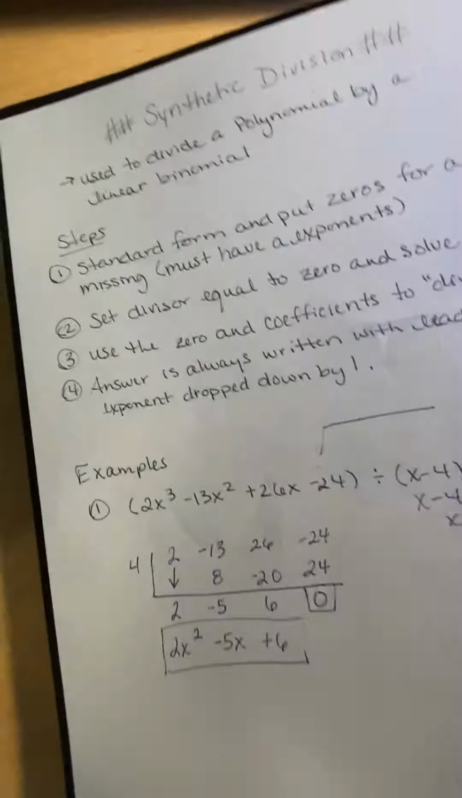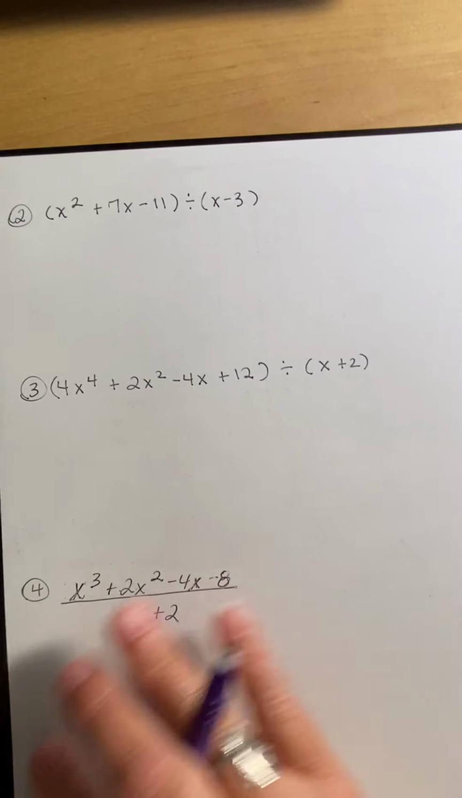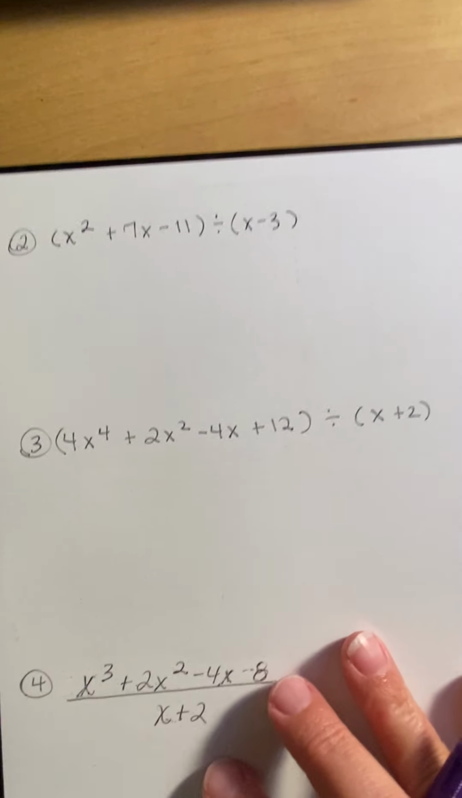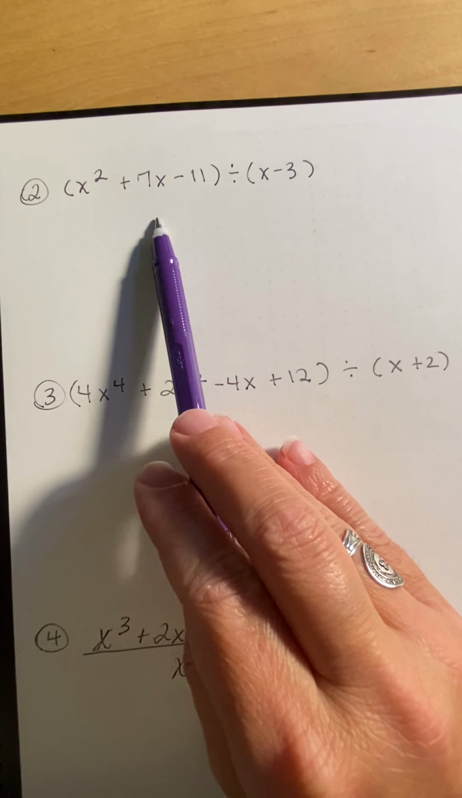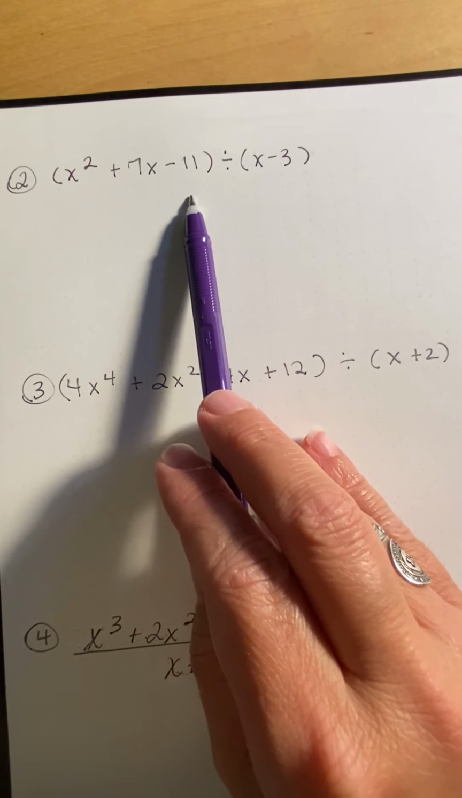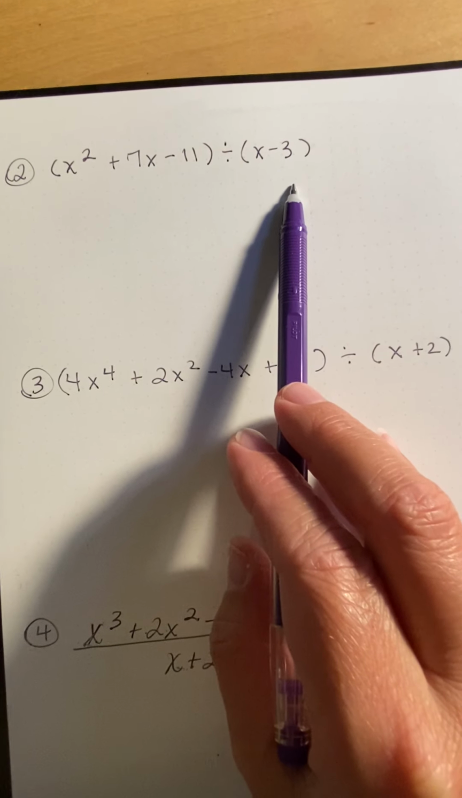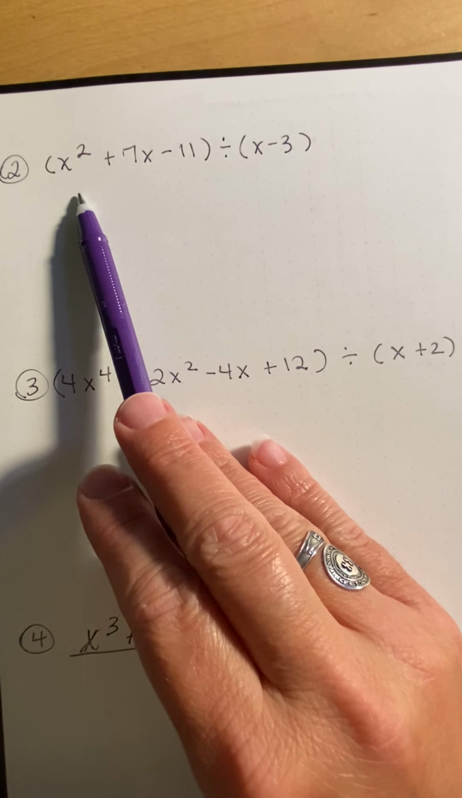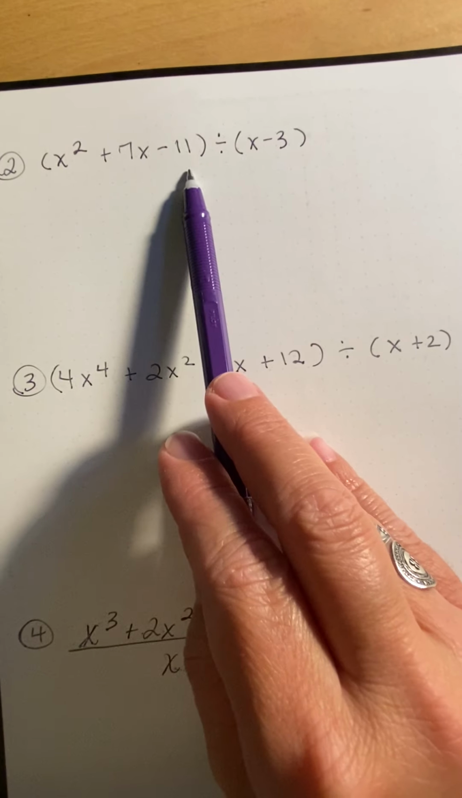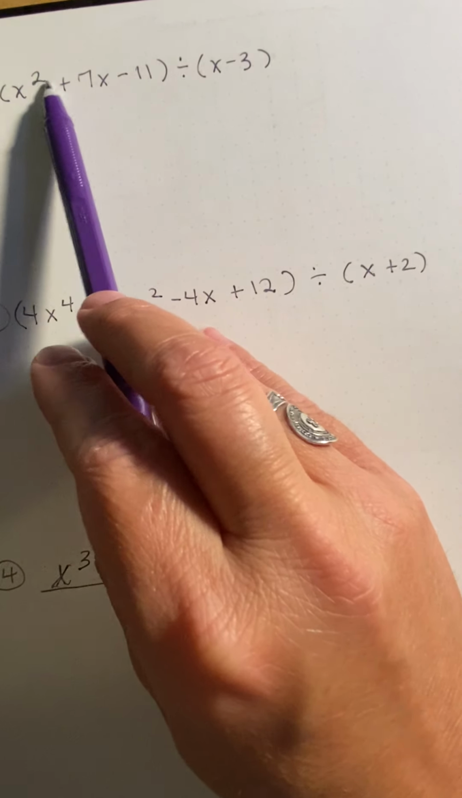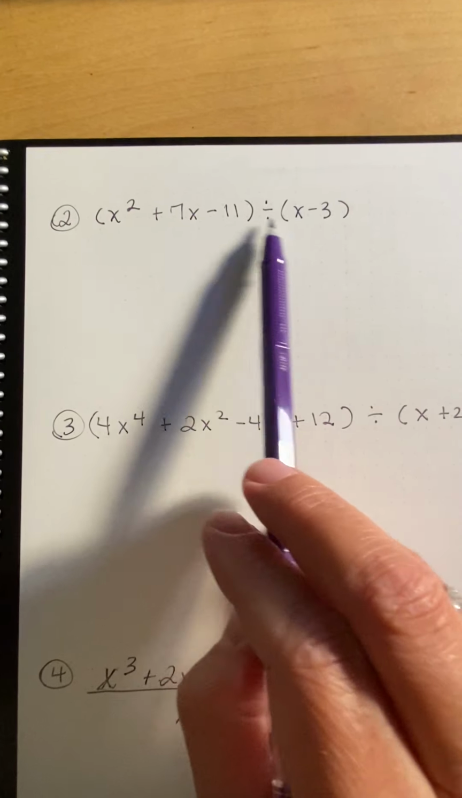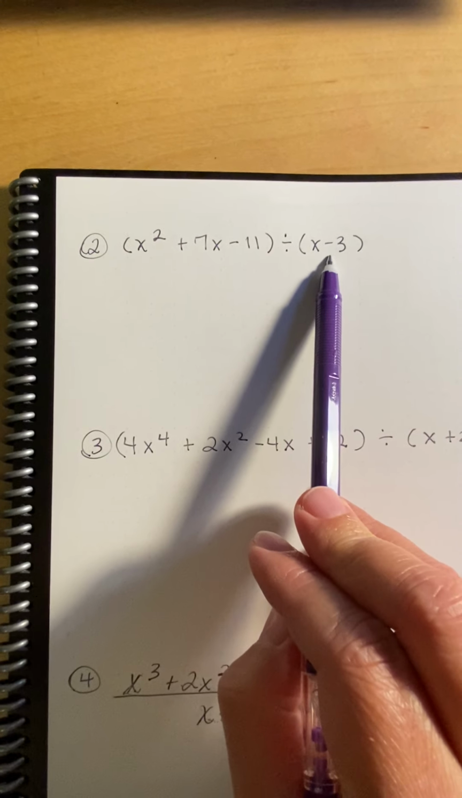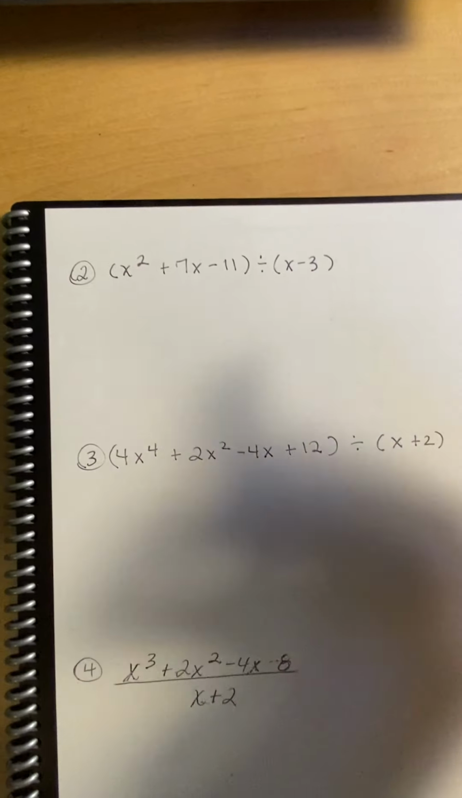So let's do some more examples here. So hopefully this will start making some more sense. All right, so with this second one here, x squared plus 7x minus 11 divided by x minus 3. First of all, you want to make sure this is in standard form and you have all of your exponents. So 2, 1, and 0. You have all of those. That means you need to take this over here, set it equal to 0, and solve it.